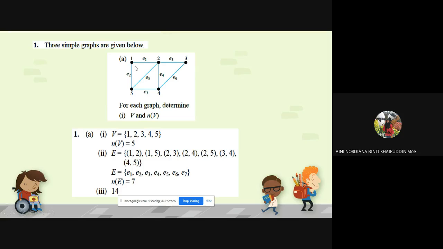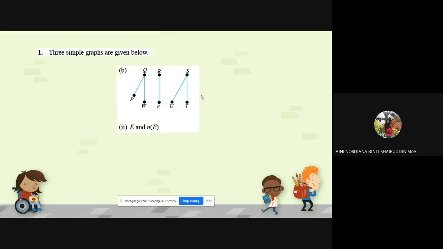E, we have 1 2, 1 5, 2 3, 2 4, 2 5, 3 4, and 4 5. So you can also write it as E1, E2, E3, E4, E5, E6, and E7. Number of E equals 7, and the sum of degrees formula is 2 times E. So 2 times 7 is 14.